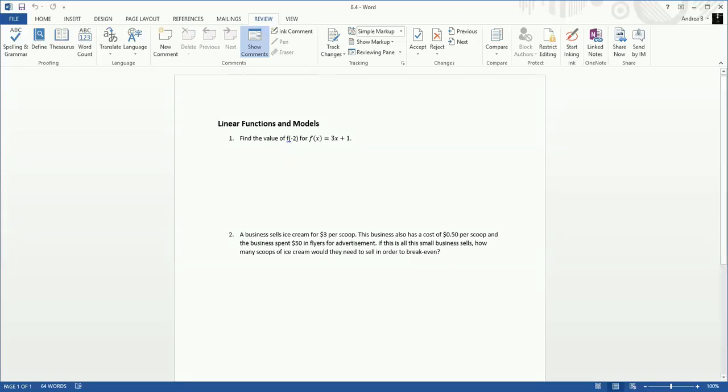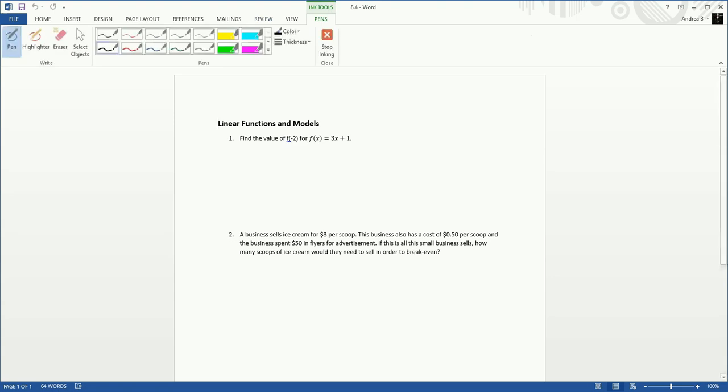All right, this one we have linear functions and models. So for number 1, find the value of f of negative 2 for f of x equals 3x plus 1. So here, remember, this notation means that you're really plugging in this negative 2 that's in here for x into this equation here. So here we would have 3 times negative 2 plus 1.